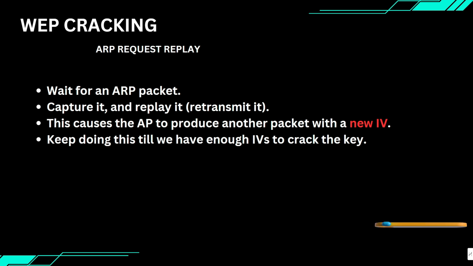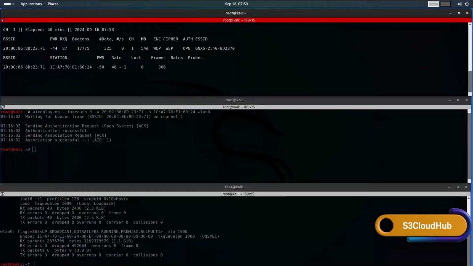Here is how it works. We wait for an ARP packet. Don't worry, I will explain ARP in more detail later on. For now, just know it is a special type of network packet we are looking for. Once this packet is transmitted on the network, we capture it and retransmit it. This forces the router to create a new packet with a new IV. And by repeating this process, we continuously force the router to generate new packets with new IVs.